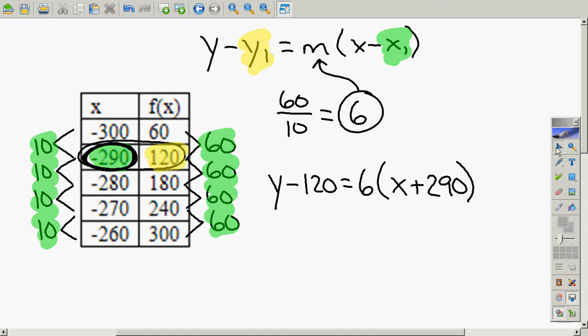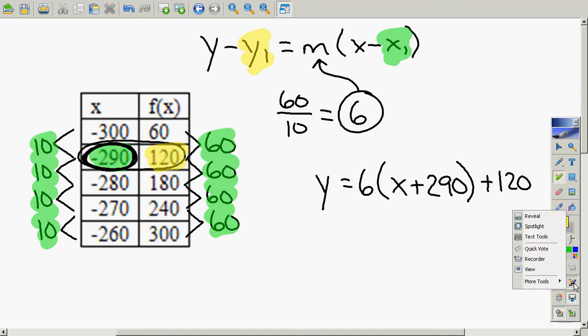We just need to take this part here so that we can type it in our graphing calculator as a function, and we need to drag this to the other side. When we drag that to the other side, so we're only left with y equals, we just have to change the sign so it becomes a plus. So now our function ends up simply being y equals 6(x plus 290) plus 120. You can type that in your graphing calculator to validate that that is the correct answer.